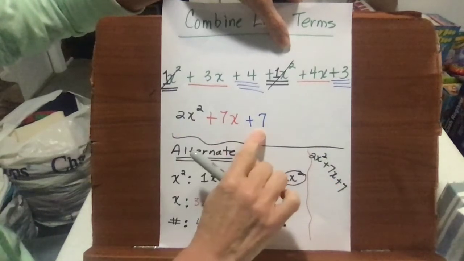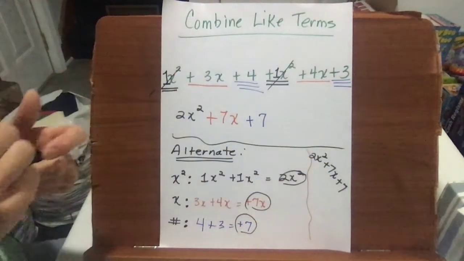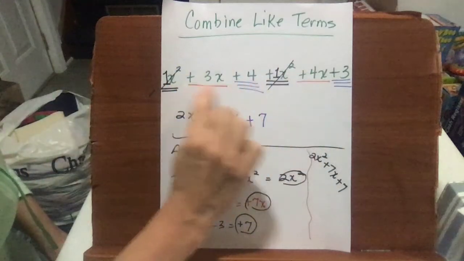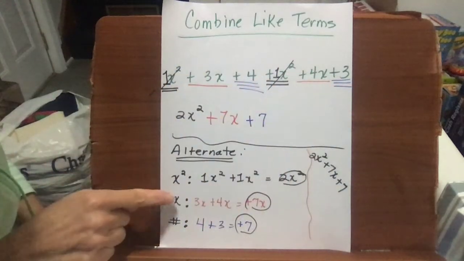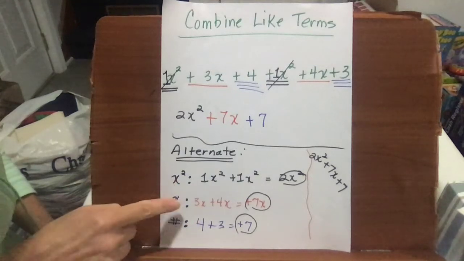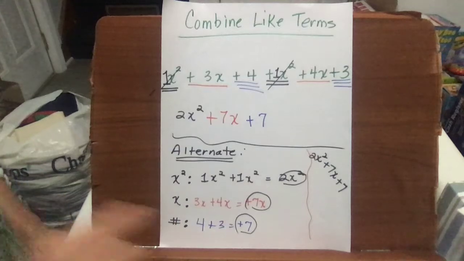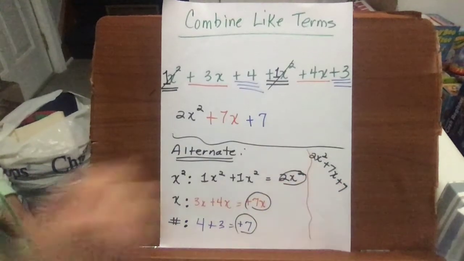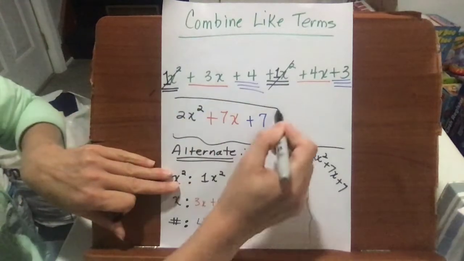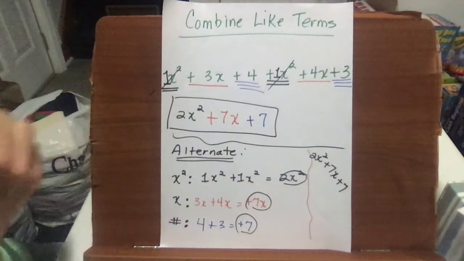And it's the same thing you got if you did it by underlining, okay? So you have a couple of ways to do it. Underline like terms or categorize like terms. Just like you would do circles, squares, and triangles, we do x squares, x's, and numbers. And then we take the end result and write it out as an expression, and that is your final answer, okay? So let's try another one.